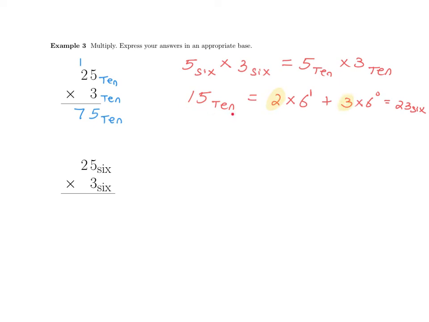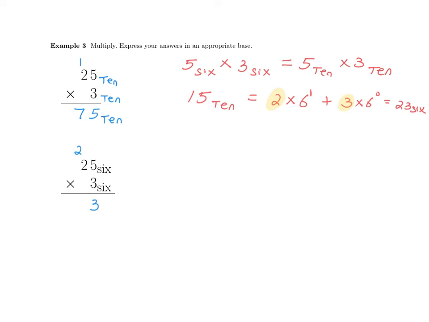So 15 base 10 is 2, 3 base 6. That means I put the 3 down here, and I carry the 2. So I'll put a 3 here and carry the 2. The next step is to take this 3 and multiply it to this 2, and then add this 2 after it. And as before, it looks like we're going to get a number that is greater than 6.